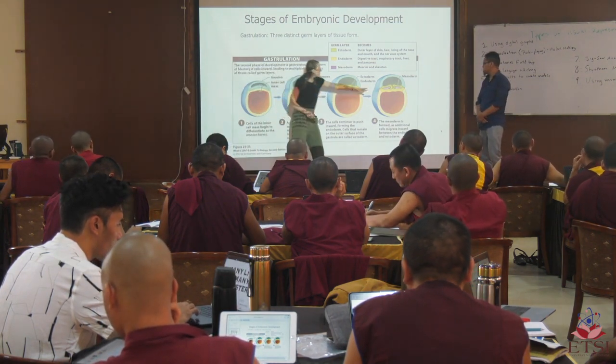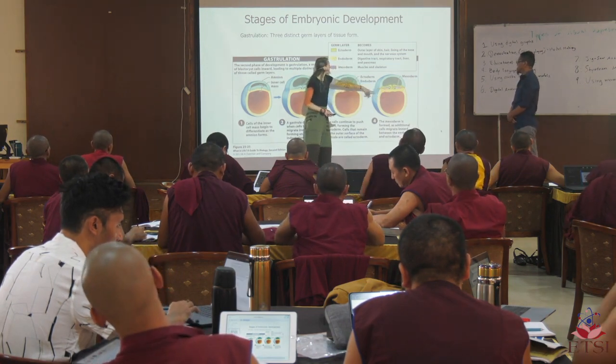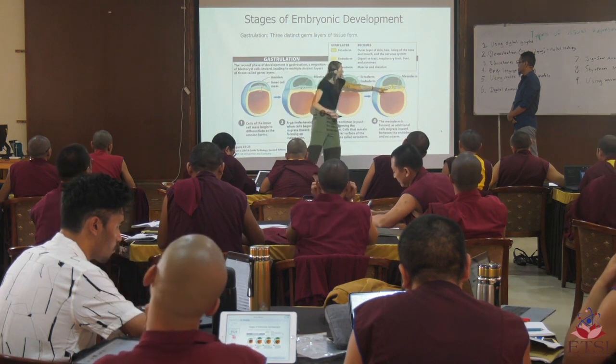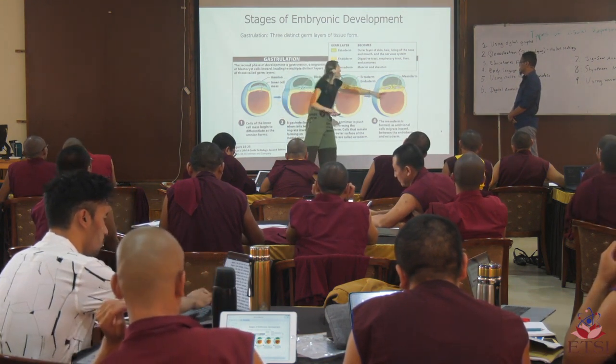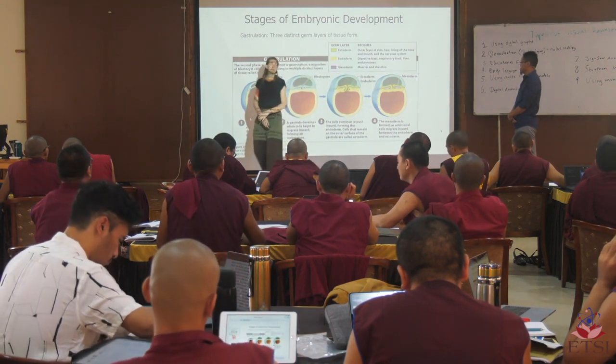Over here, this is where we can actually see those three layers that we were mentioning. So the green that's sort of on the top there, that's the ectoderm. In the middle, we have this little bit of pink, which is the mesoderm. And then down here on the bottom side in yellow is the endoderm.